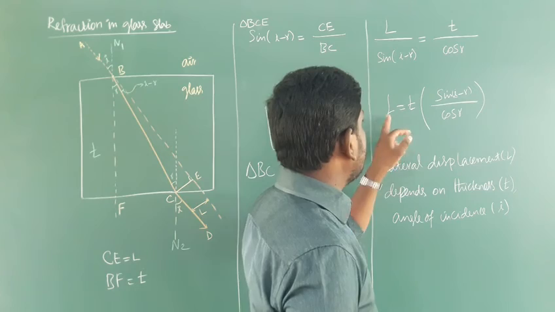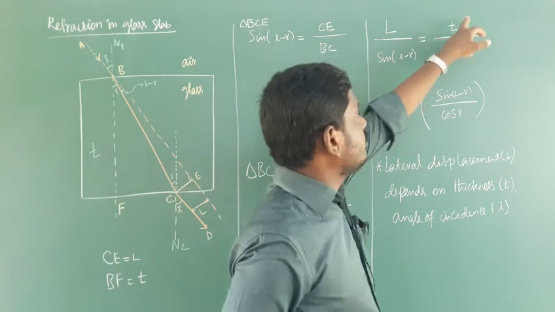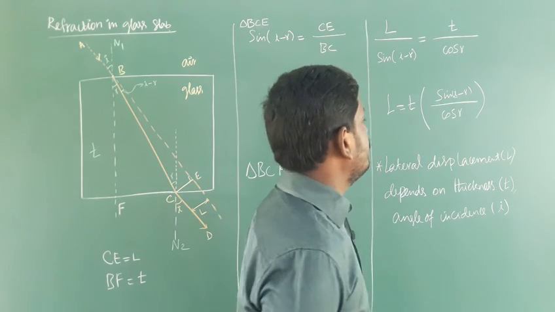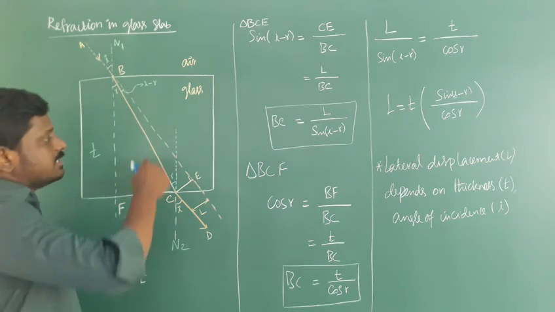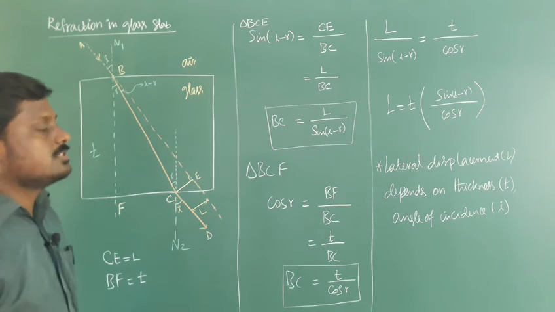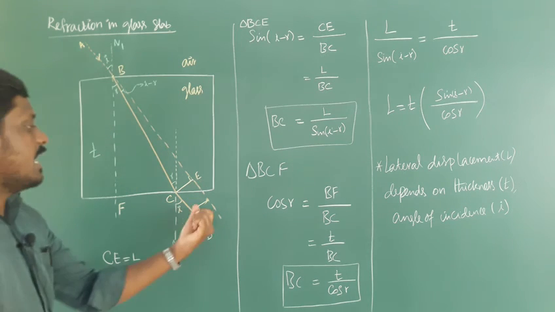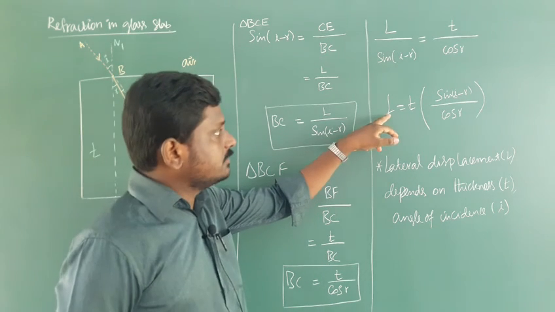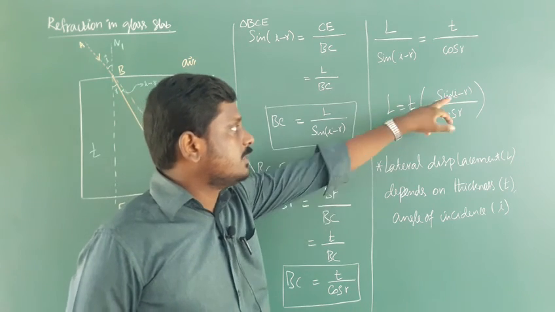We need the lateral displacement L. Sin(I minus R) goes to the numerator, so lateral displacement equals T times sin(I minus R) divided by cos R. The lateral displacement depends upon the thickness of the glass slab. If the thickness is more, the lateral displacement is also more. It also depends upon the angle of incidence: for a greater angle of incidence the lateral displacement is also greater. It is directly proportional to the thickness of the glass slab, and it depends upon the angle of incidence.